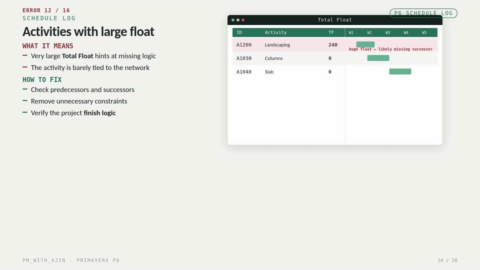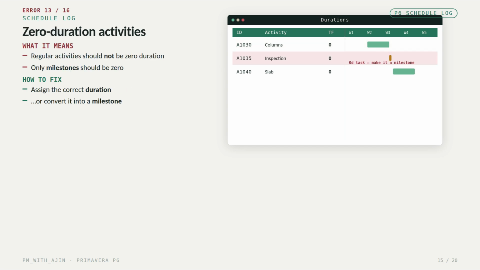Error 12. Activities with large float. A very large total float usually indicates missing logic. Check the predecessors and successors, remove any unnecessary constraints, and verify the project finish logic. Error 13. Zero duration activities. Regular activities should not have zero duration, only milestones should. So assign the correct duration or convert the activity into a milestone.